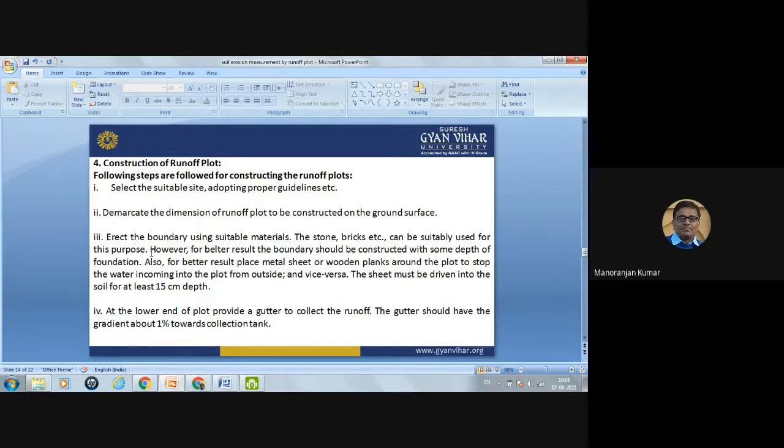Fourth, at the lower end of the plot, provide a gutter to collect the runoff. The gutter should have a gradient of about 1% towards the collection tank so that all the runoff water can go easily through gravity force from the plot to the collection tank. Okay. So here there are three systems. One is the runoff plot. After the runoff plot, there will be the gutter, and after the gutter, there will be the collection tank. Okay, and in that collection tank, all the soil will be deposited.